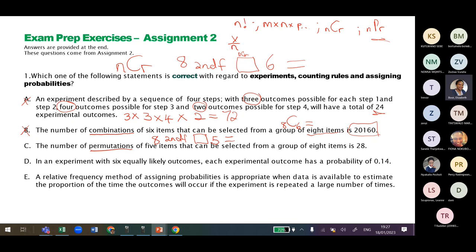Do you guys have the answer for number C? It gave me 6720. Six, seven, two, zero. 6720. So which means this is incorrect. So the answer should be 6720. Are we all winning?